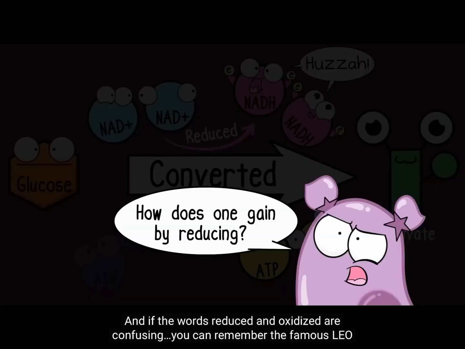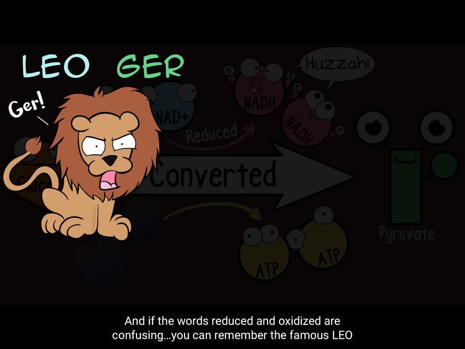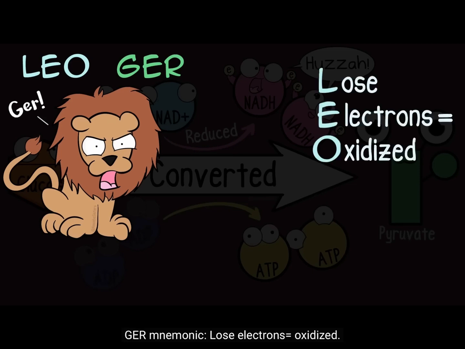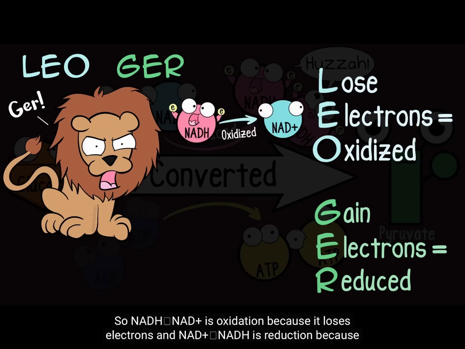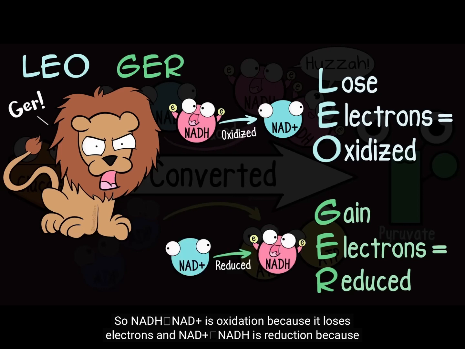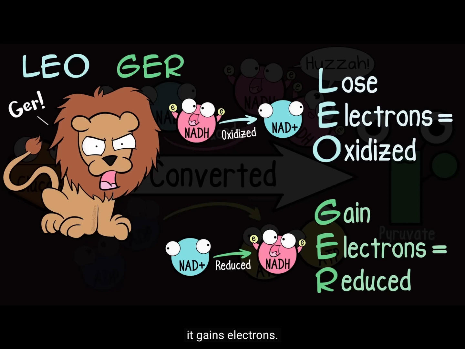And if the words reduced and oxidized are confusing, you can remember the famous LEO GER mnemonic. Lose electrons, oxidized; gain electrons, reduced. So NADH to NAD+ is oxidation because it loses electrons, and NAD+ to NADH is reduction because it gains electrons.